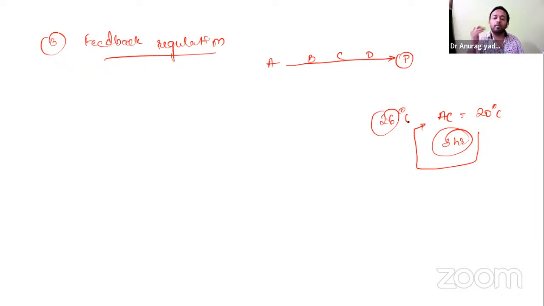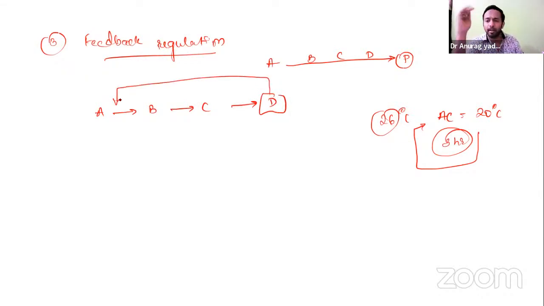Similarly, the body also does the same thing. Like for example, A is converted to B, B is converted to C, and C is converted to D. When there is a lot of D synthesized, what will it do? It will give feedback to the first reaction, the initial, starting reaction. It will tell enzyme 1, please decrease the rate of reaction because already D is accumulating in the body. So the end product is inhibiting the first step in the series of reactions. That is most commonly seen in feedback regulation.